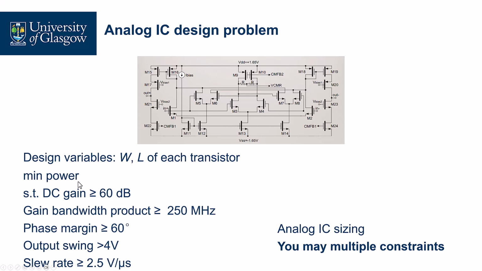At this moment, analog circuit design is very complex. We need a lot of experience. But after learning this class, you understand this problem, we can transfer it to an optimization problem. And by using AI techniques, we can solve this problem, right? So we can see you have multiple constraints.